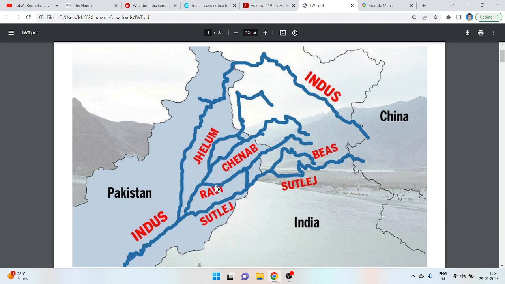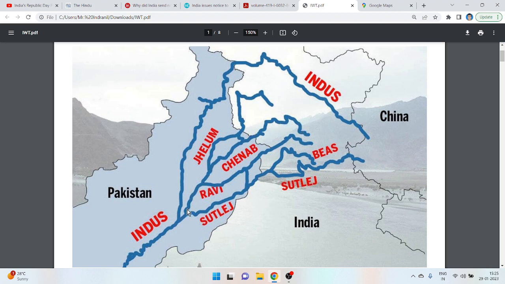Then the next, third tributary is Ravi. Ravi also originates in Himachal Pradesh, flows through India, then enters into Pakistan and meets with Chenab in Pakistan. Then comes Beas. Beas originates in Himachal Pradesh, then enters into Punjab and meets with Satluj. And the final tributary is Satluj, which originates in China, then enters into India, flows through Punjab, then directly enters into Pakistan and finally meets with Chenab at this point. So Chenab is the main tributary.